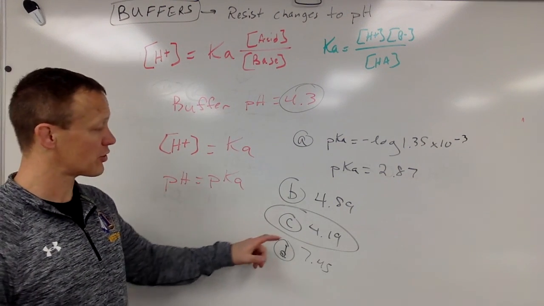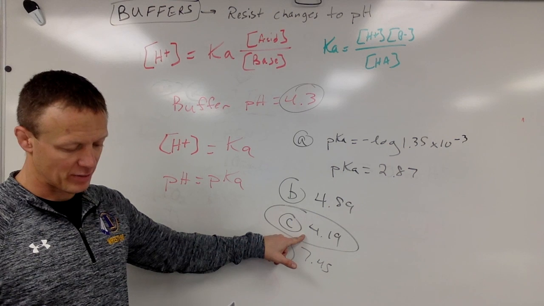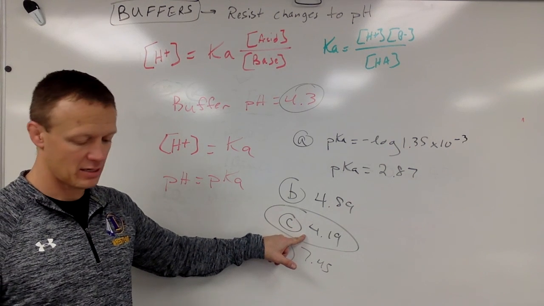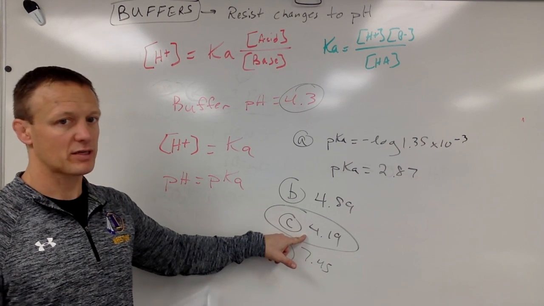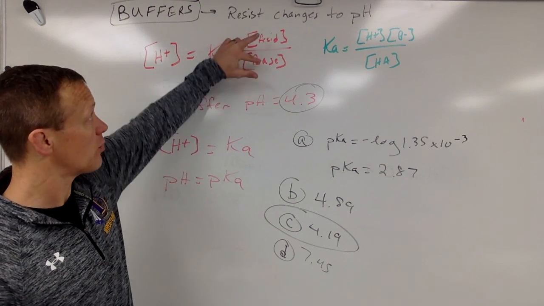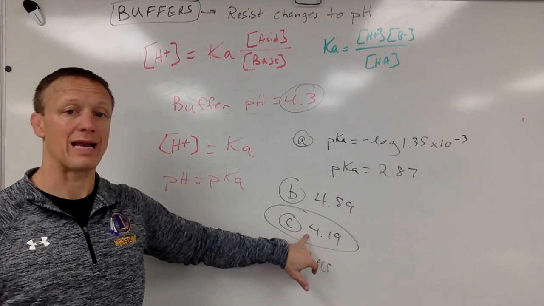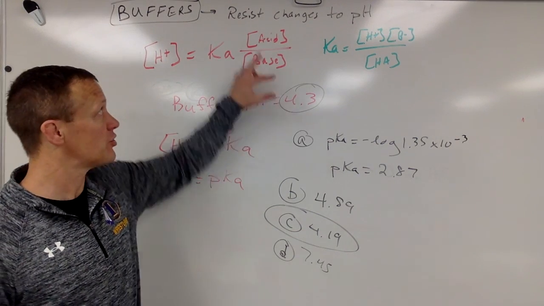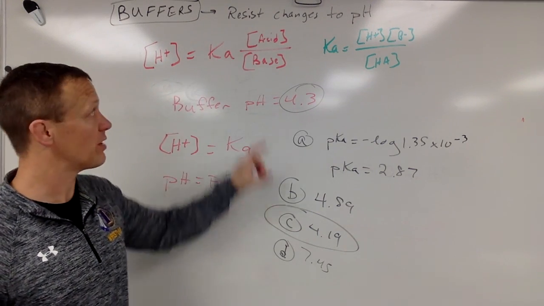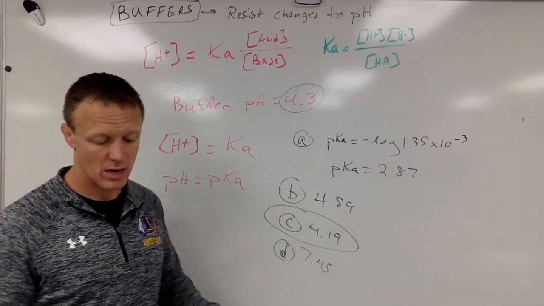So letter C, it's benzoic acid. If you mixed benzoic acid in equal amounts with its conjugate base, then you would have a pH of 4.19, so pretty close to 4.3. You could adjust that ratio to make it go to 4.3. You'd have to increase that compared to that. We'll get into that a little bit more.